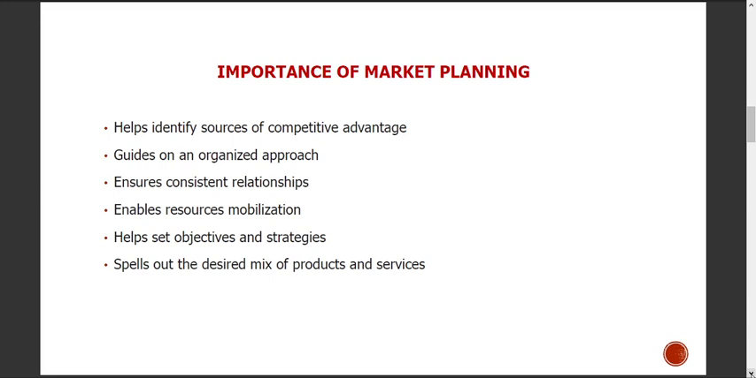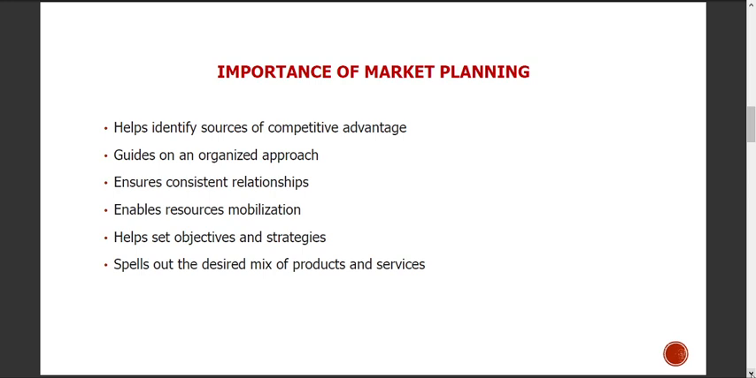So why is market planning important? It helps us identify sources of competitive advantage. After studying your competitors, you look at ways of how to outcompete them. It also guides us on an organized approach. It also ensures consistent relationships, because production is a chain right from the source of the raw materials to your consumers. Once you plan your market well, you're able to have these relationships tightened.